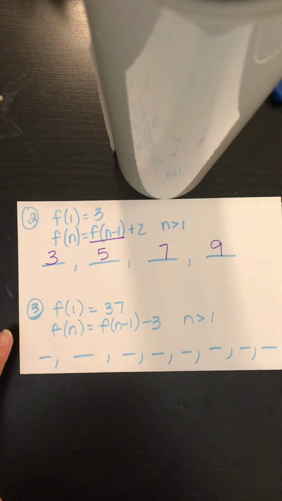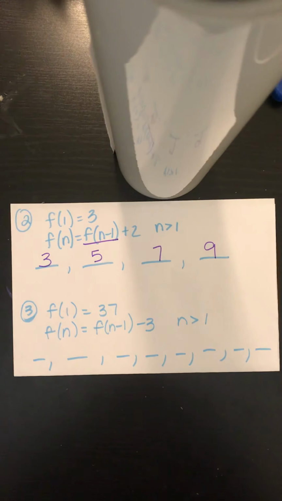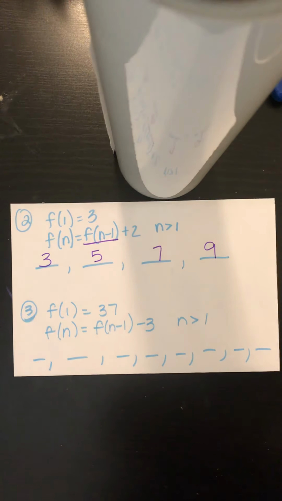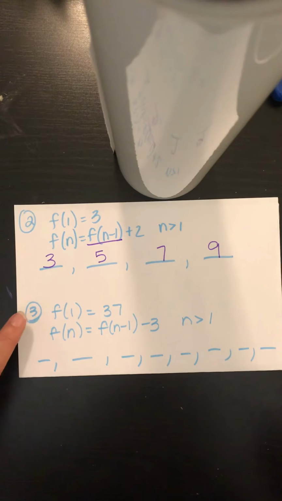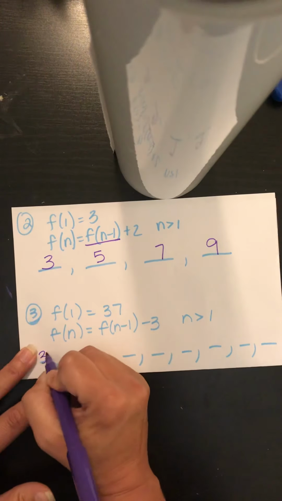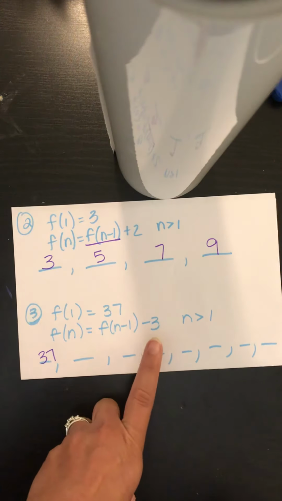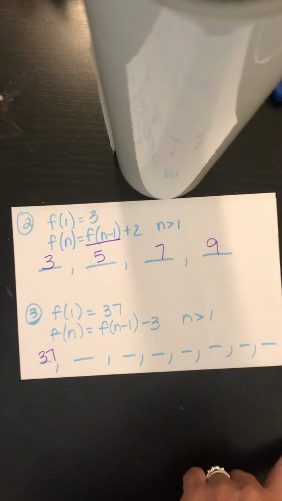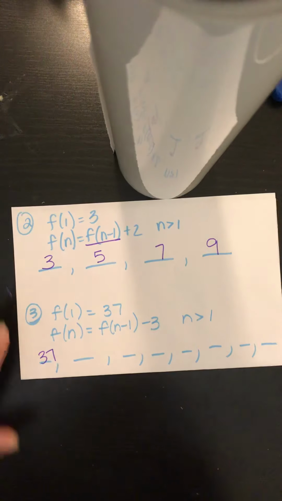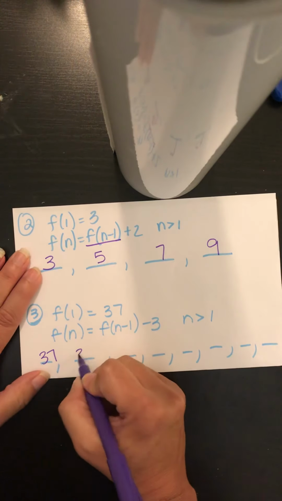Okay, I want you to go ahead and try number 3. Go ahead and pause the video and do that now. Okay, we were given our first term of 37, and then we were told that we are subtracting 3 to get to the next term, and we were asked to find the first 8 terms of the sequence. So 37 minus 3 is 34.